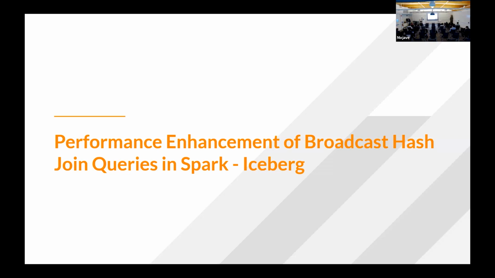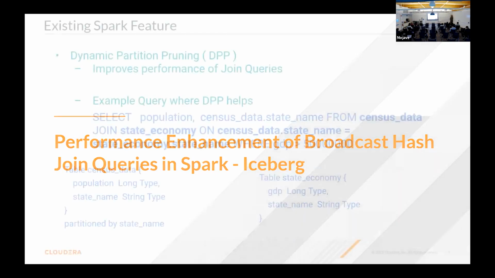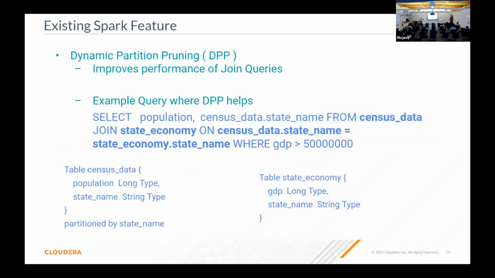Before we delve into the work we are doing, I would just give a brief idea of what DPP is, which is an existing feature of Apache Spark. That's dynamic partition pruning. By the way, if you have any questions during the session, please feel free to interrupt. That's okay. So, as I said, this is an existing feature of Spark. It improves the performance of join queries, irrespective of the nature of join, whether it's sort merge or broadcast hash join.